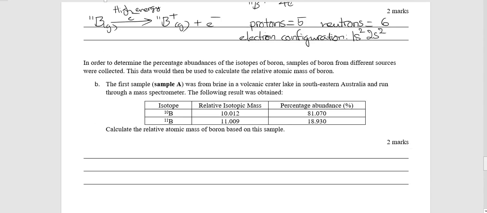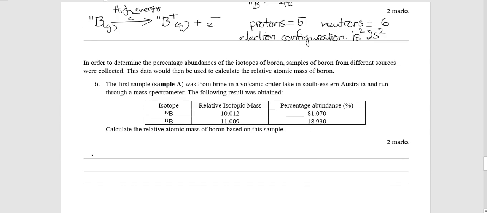Moving on to the next part. In order to determine the percentage abundances of the isotopes of boron, samples of boron from different sources were collected. This data would then be used to calculate the relative atomic mass of boron. The first sample, sample A, was from brine in a volcanic crater lake in southeastern Australia. I did have some fun reading about this. It was run through a mass spectrometer, and the following result was obtained. You need to work out the relative atomic mass of boron based on this sample.